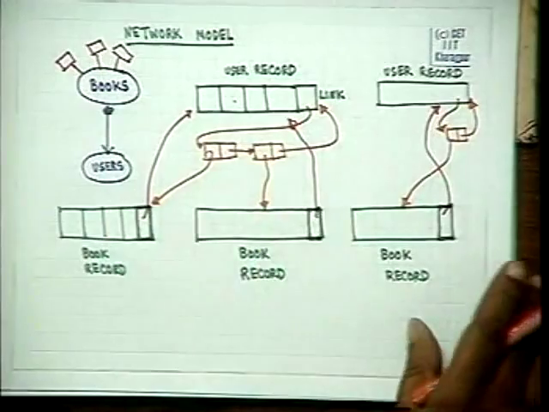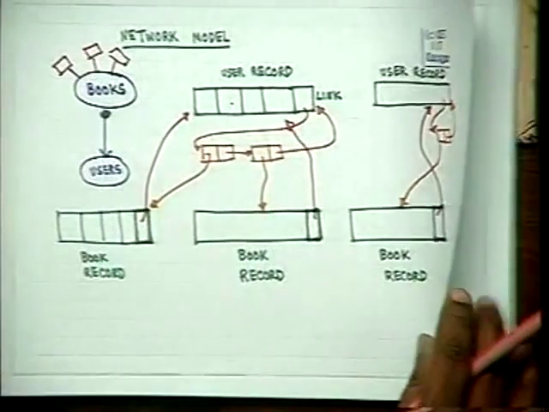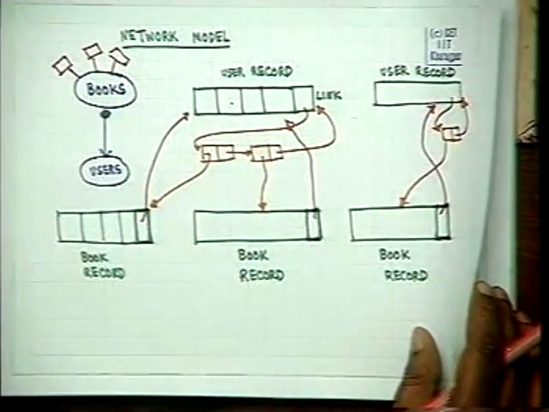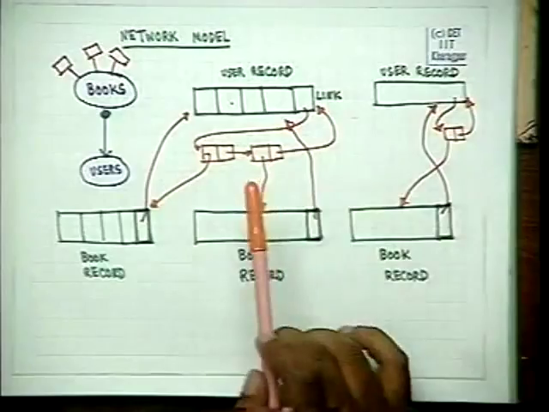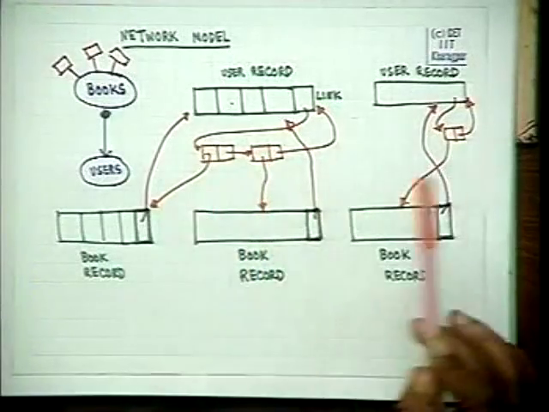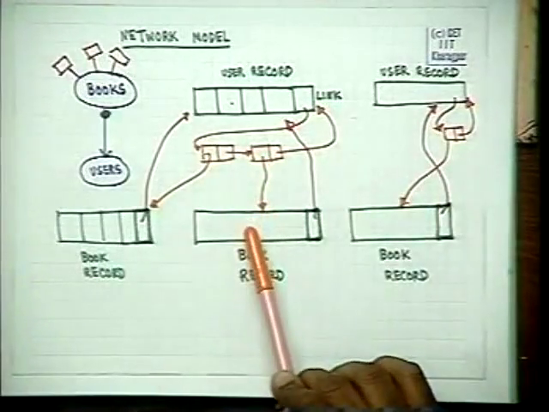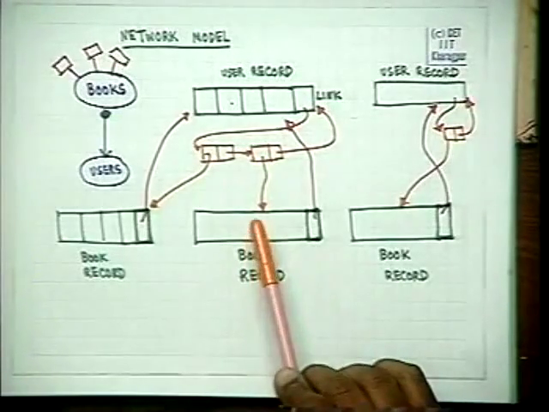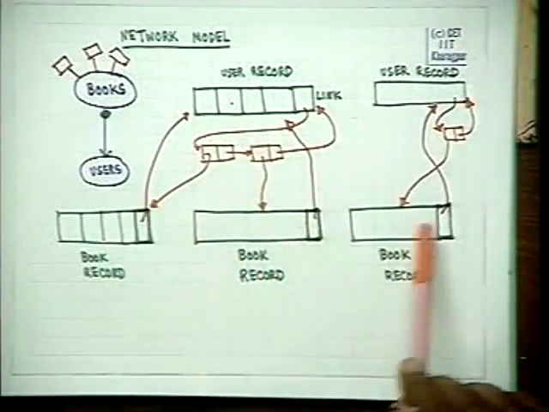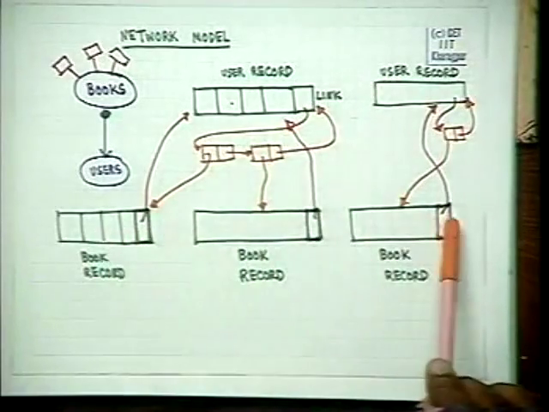The hierarchical model is a version of the network model where the connectivity is defined in terms of a tree only. If you convert a network model to a hierarchical model, then some records may need to be duplicated. On the other hand, in a network model, since we are putting it as pointers, no records are duplicated.